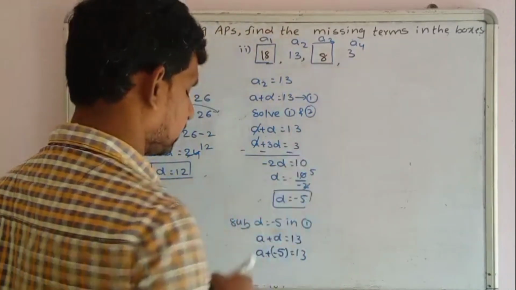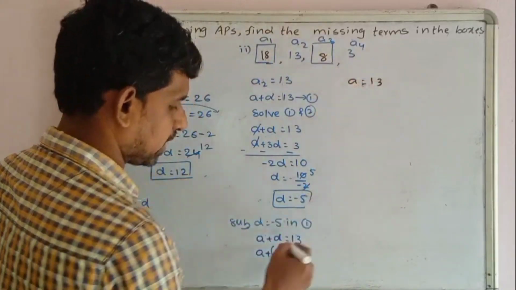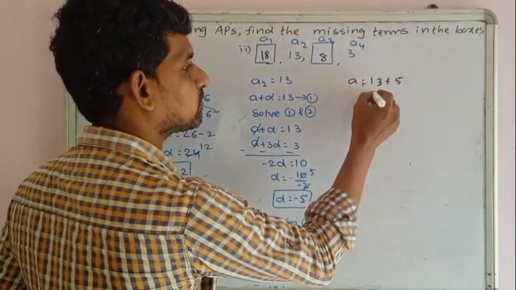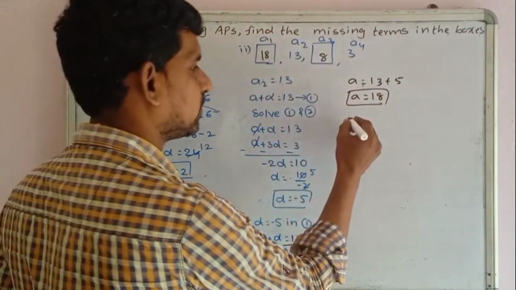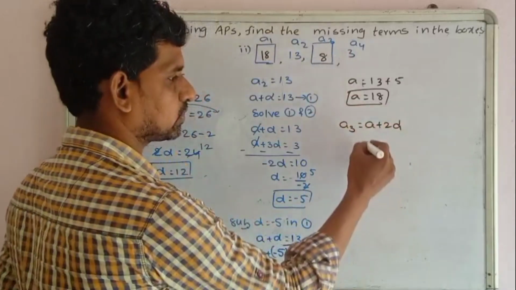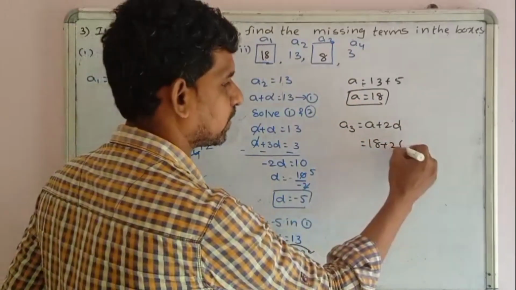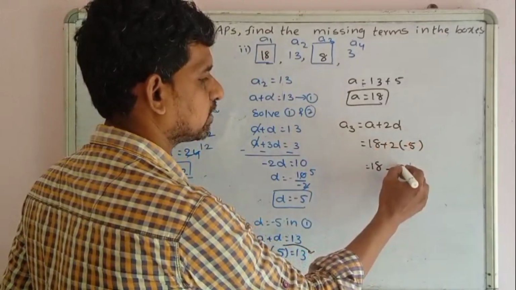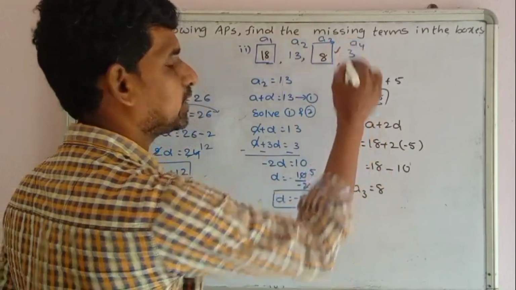So A equals 13, transpose minus 5 to the right side, plus 5. 13 plus 5 is 18. The value of A is 18. Therefore, first term is 18. See the next one. Third term A3 equals A plus 2D. So A value is 18 plus 2, D value minus 5. So 18 plus, into minus is minus, 2 5s are 10. 18 minus 10, so 8. So third term is 8.